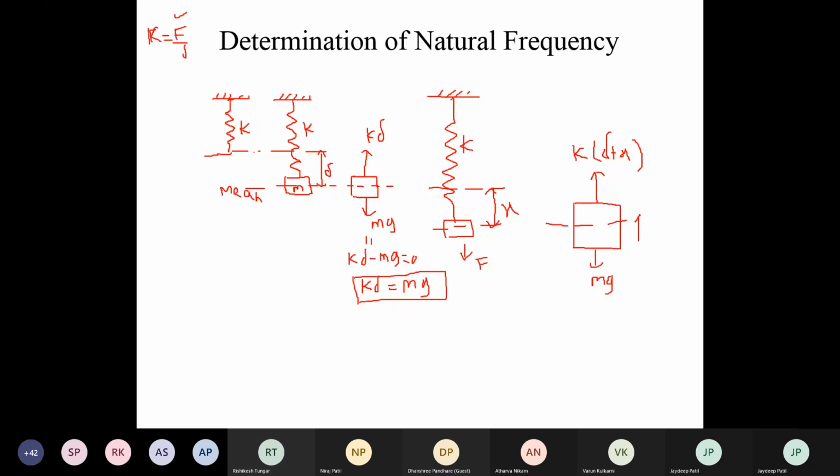It will act in the upward direction, and its magnitude, since the motion is linear, is m into... what is the magnitude of inertia force? It is equal to the accelerating force. The accelerating force is ma. Correct? So instead of a, for acceleration you have to write x double dot, so m x double dot.